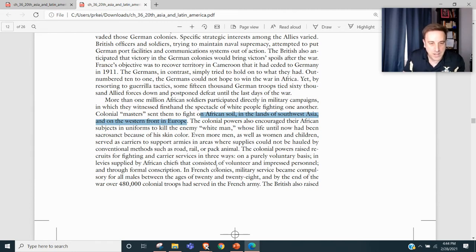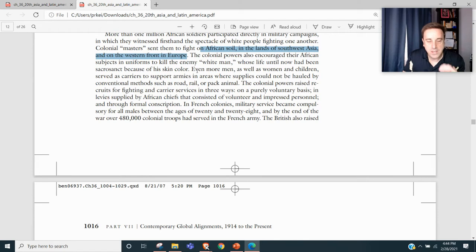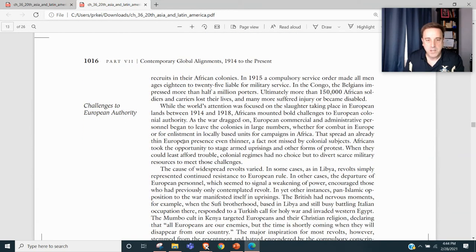And so what's going to end up happening is that the European colonialists are going to demand soldiers. There are basically 3 ways that they're going to get them: purely on a voluntary basis, taxes or head taxes given to African chiefs, or sometimes just formal conscription or formal drafts. These people are going to go to these different fronts and be trained on how to fight and destroy white people. So the illusion of European superiority is really going to be shown to be just the illusion that it is.